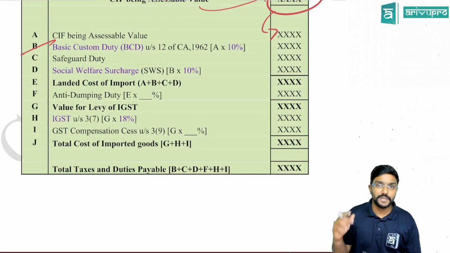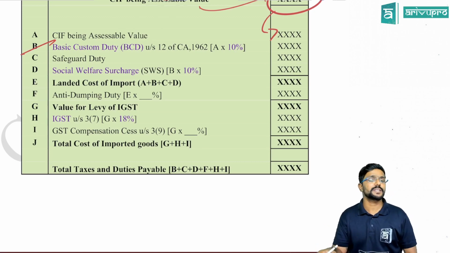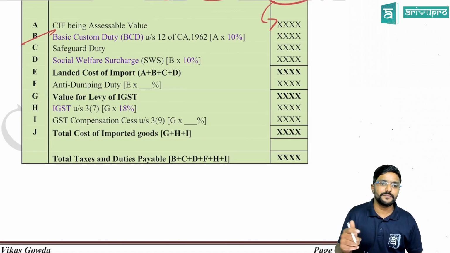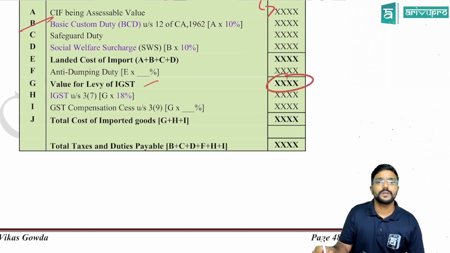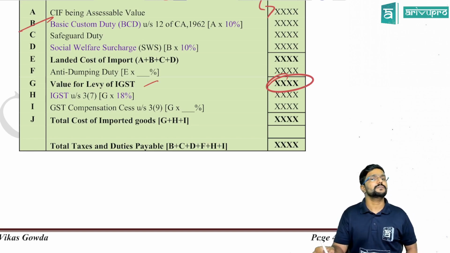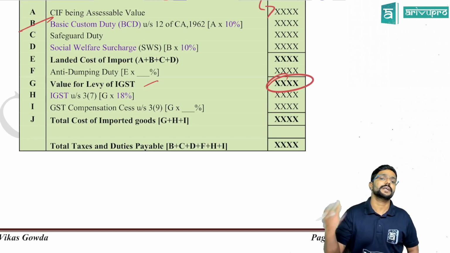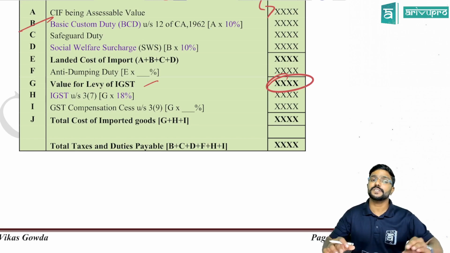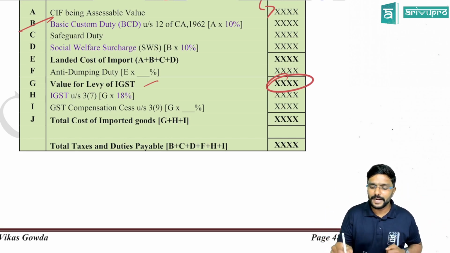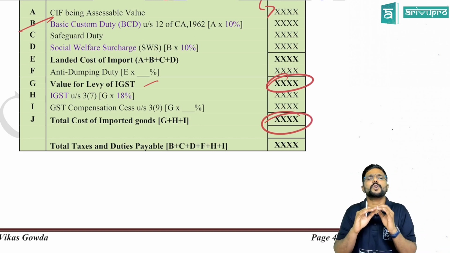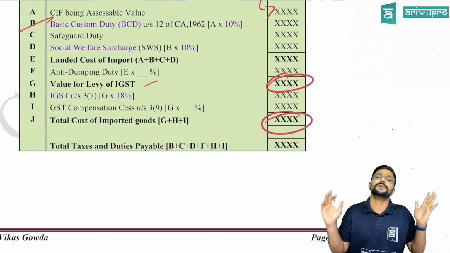Then on that, if there is any anti-dumping duty, if it is given in the question, we will add it. Then once we add that, we will get the value for the purpose of levying IGST. On that value, at whatever rate IGST is given, we will add it. If the rate is not given, apply it at 18%. Then GST compensation cess, only if it is given, we will take it at the respective rate. Once we add everything, we get the total cost of imported goods into India.